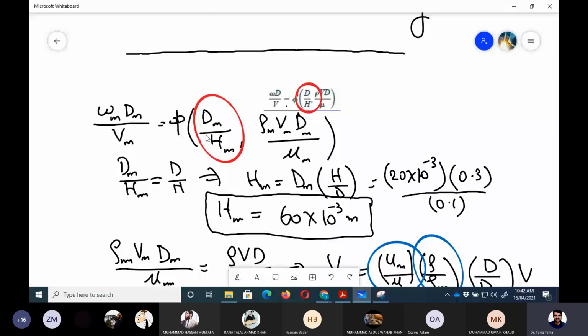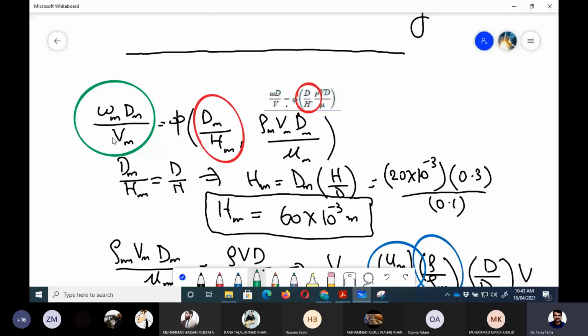And then we perform the experiments, and when we perform the experiments on the model, we determine this term. We get this term, right? This which is circled by green. Because we get this for the model, which is the scaled down model, but we need the results for the actual system. The actual system is this one. So we need to equate them to get the variable which is of interest, which is omega in this case, the oscillating frequency.